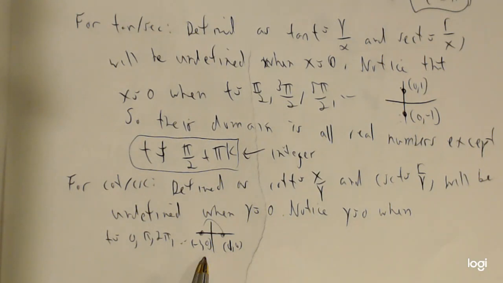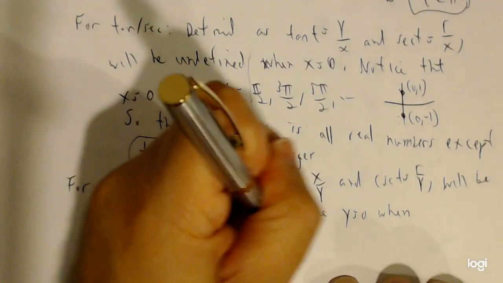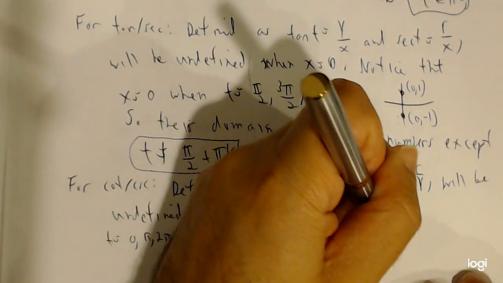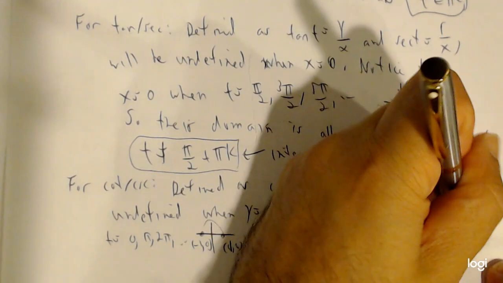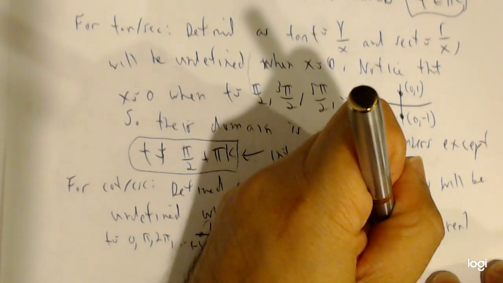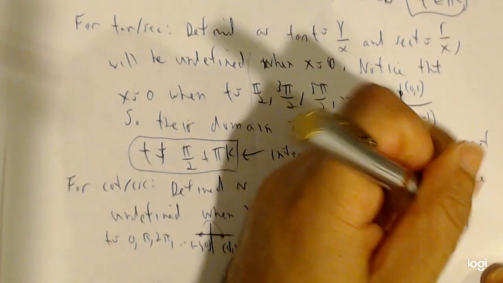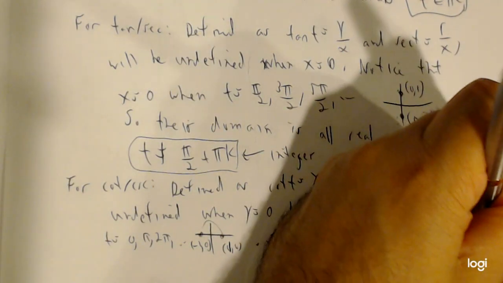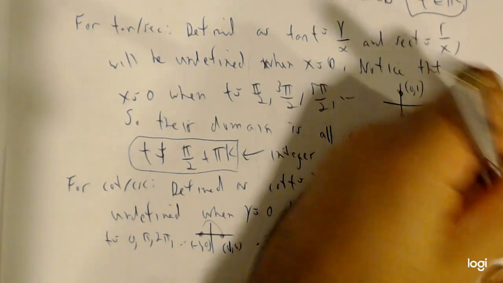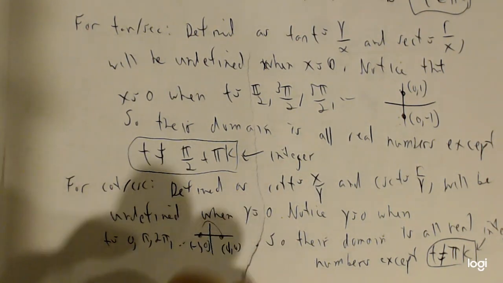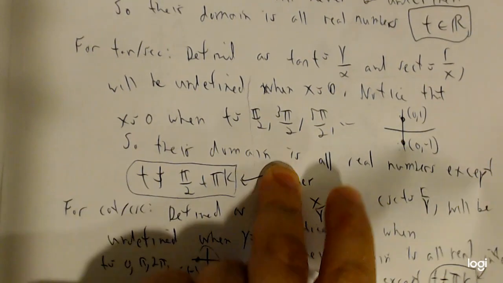Okay, so what is it that we know? Their domain is all real numbers except t can't equal pi k. And once again, k has to be an integer. And when we graph these, you'll see how that will work out the way it does. All right, so let's move on to our next two examples, and that'll take care of this section.